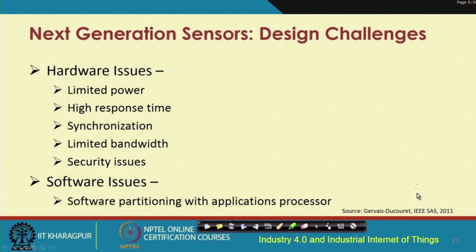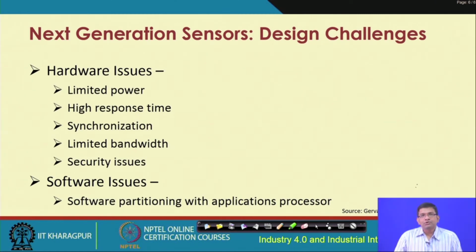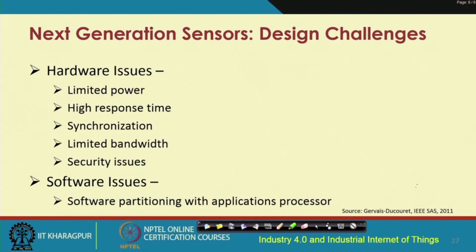There are different design challenges in the manufacturing of these intelligent next generation sensors. There are different hardware issues. These sensor nodes are already limited in terms of power. They have very high response time, and there are synchronization issues, issues of limited bandwidth of operation, and security issues. There are also different software issues, such as software partitioning for complying with different applications and their different processors. All of these are different design challenges with respect to hardware and software.